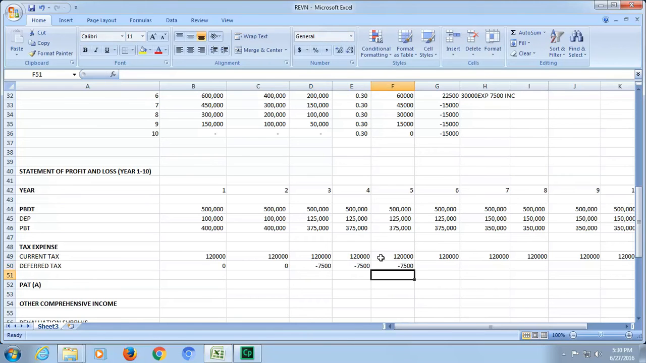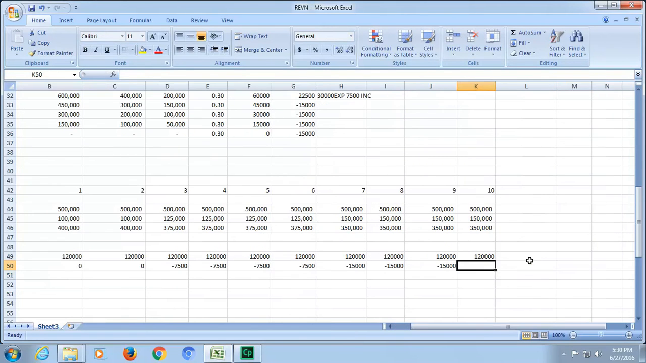Every year there was a reversal of 7,500, including the 6th year as well. 7th year onwards there was a reversal of 15,000 every year. How did I get this 15,000? I'll again show it to you. This is the increase in depreciation. The increase in depreciation was 50,000. 1,50,000 minus 1,50,000 into 30%. Now I'll show this figure in minus because it is an income figure, hence I'll get 15,000. So all these years I have an income of 15,000, that is reversal, reduction in deferred tax liability by 15,000.